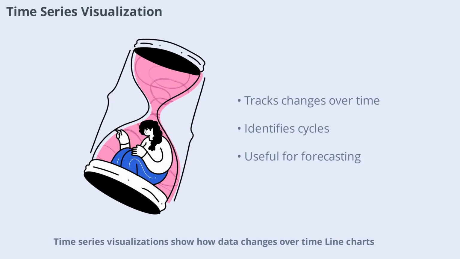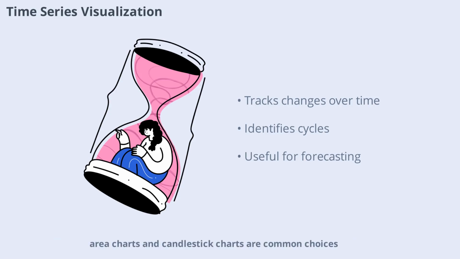Time series visualizations show how data changes over time. Line charts, area charts, and candlestick charts are common choices. These visuals help you identify trends, cycles, and anomalies, making them essential for financial analysis, forecasting, and monitoring performance.